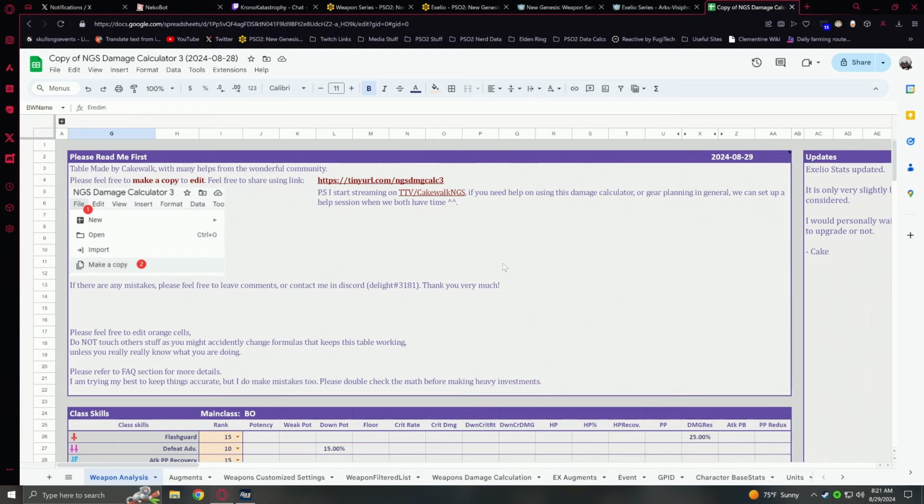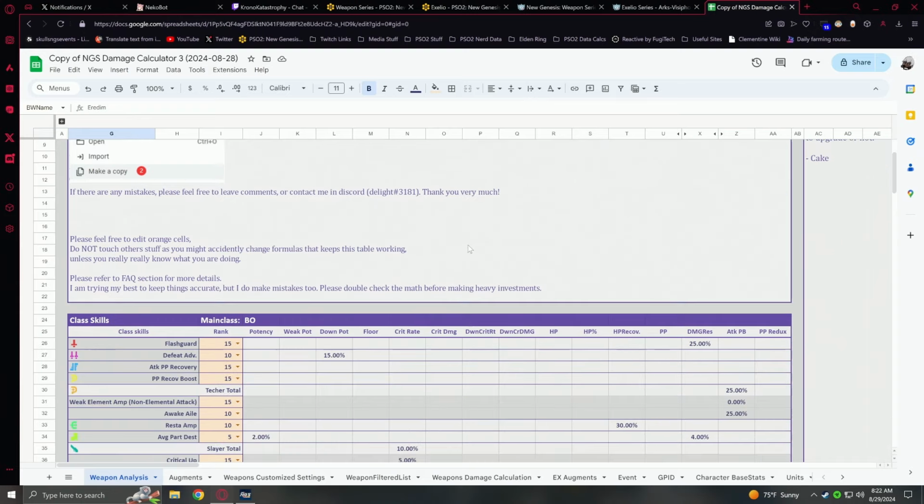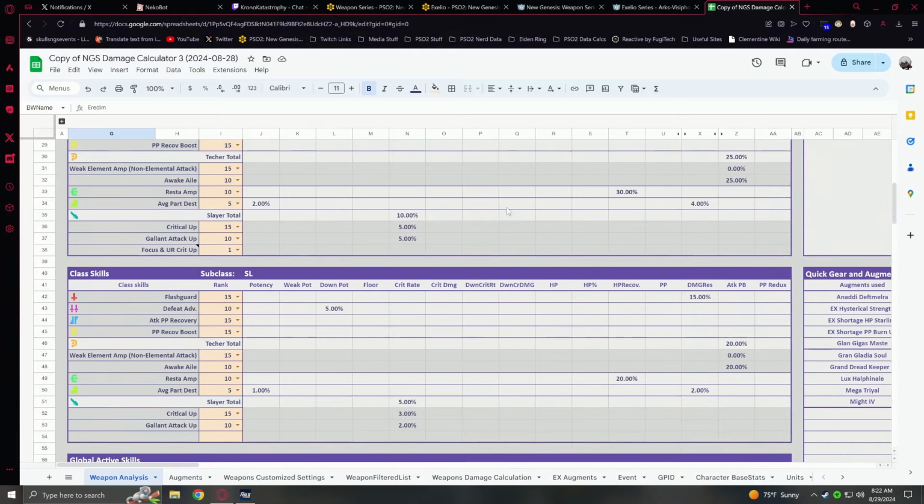Cake is awesome and is very passionate about this whole damage situation. So you will get accurate and helpful information if you were to go over to Cakewalk, or if you happen to find any mistakes, just let them know.